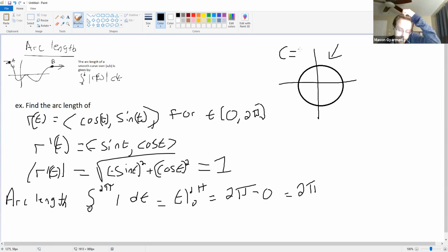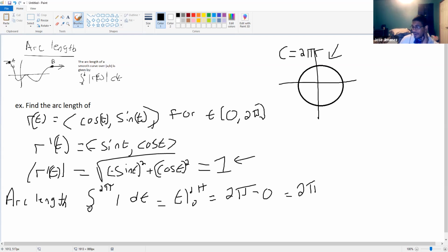2 pi r. 2 pi r. What is this? What is the magnitude of our vector? Just 1, right, Joey? It's just 1. So that means there's going to be 2 pi times 1, right? And what's 2 pi times 1? That's just 2 pi, right? Isn't that just what we just calculated?